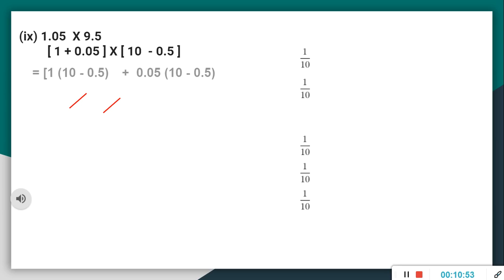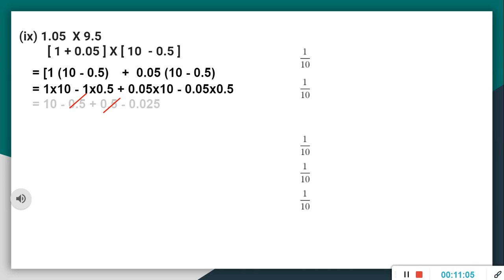So 1 into 10 minus 0.5 plus 0.05 into 10 minus 0.5. So 1 into 10 minus 1 into 0.5 plus 0.05 into 10 minus 0.05 into 0.5. So 1 into 10 is 10, minus 1 into 0.5, that is 0.5, plus again 0.05 into 10. Point will come one number right. So 0.5, minus 5 into 5, 25, and decimal 1, 2, 3, three place decimal is there.